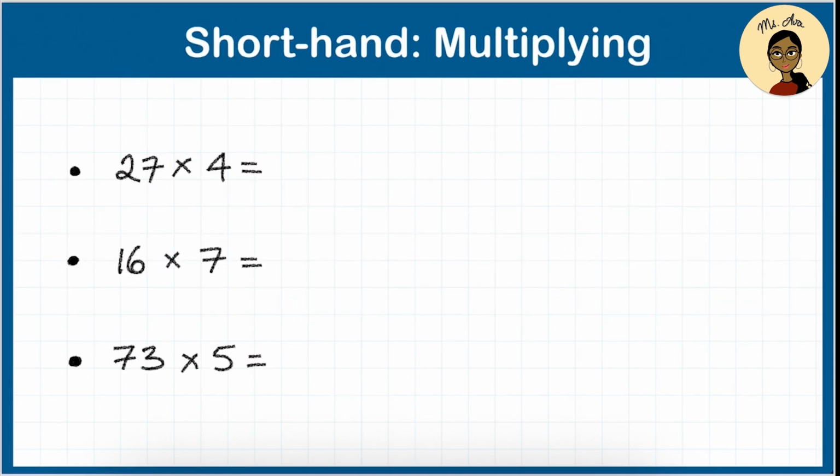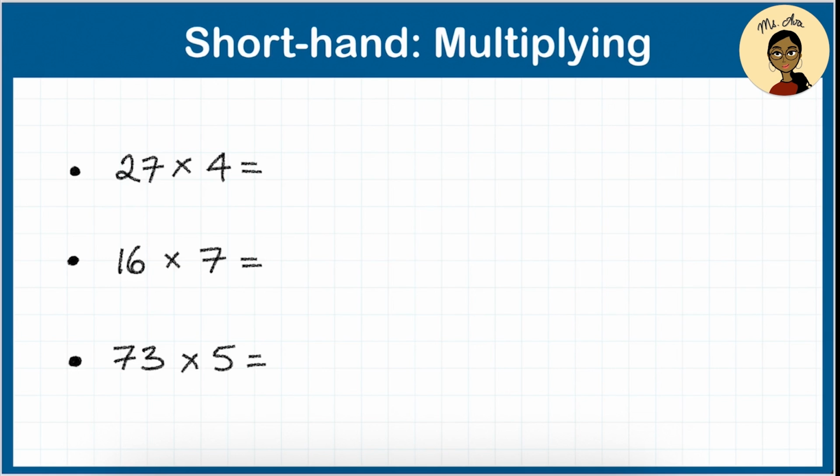And then now these are just some shorthand tricks for multiplying. Sometimes when I'm working with students and they're like, how did you do that so fast? Well, these are some of those tricks. So this is how I can calculate something like this, 27 times 4.